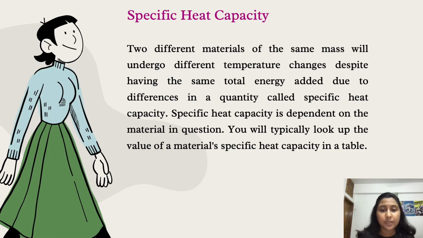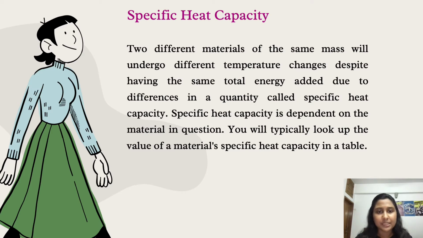So in the previous video, we discussed the very basics about heat. Now we will dig a little deeper into it. We will start off with what is specific heat capacity. Two different materials of the same mass will undergo different temperature changes despite having the same total energy added, due to differences in a quantity called specific heat capacity.